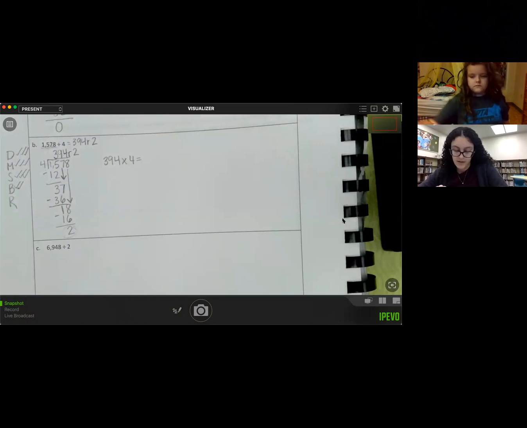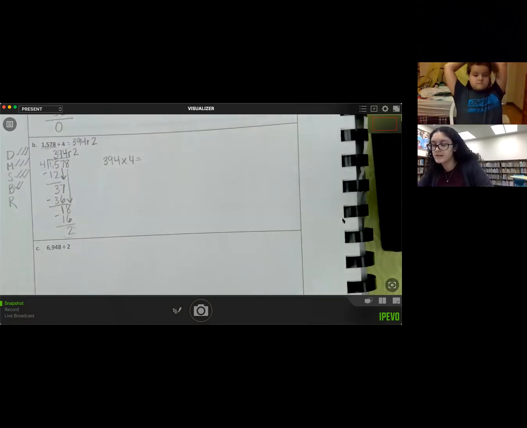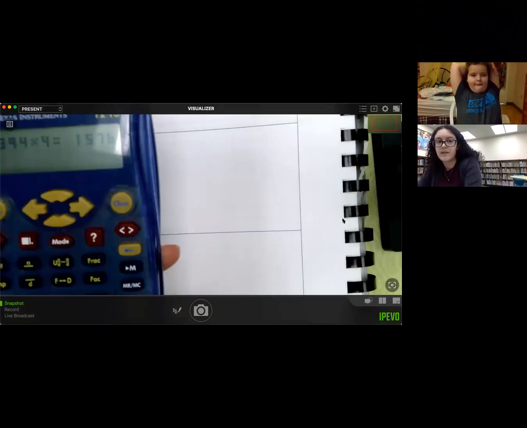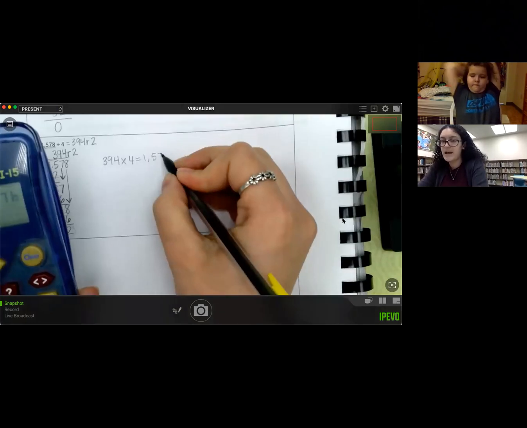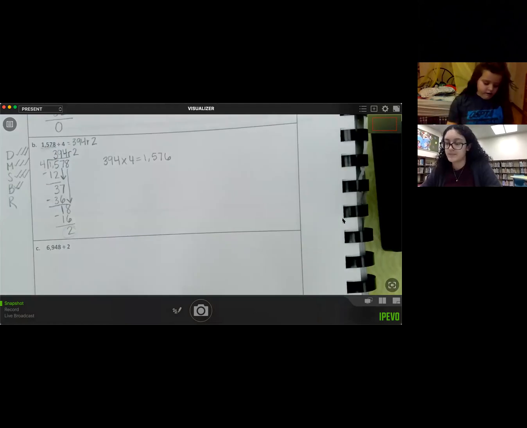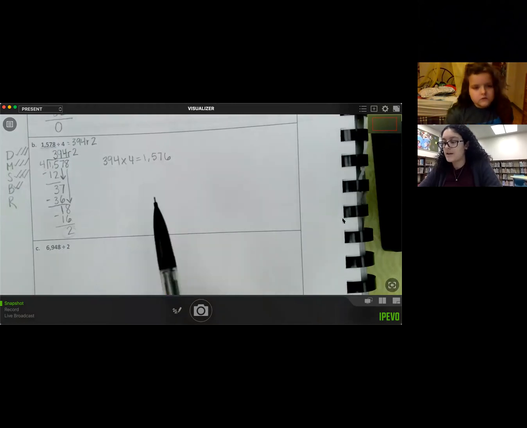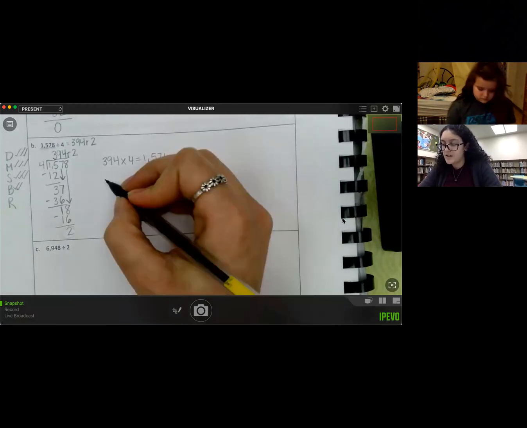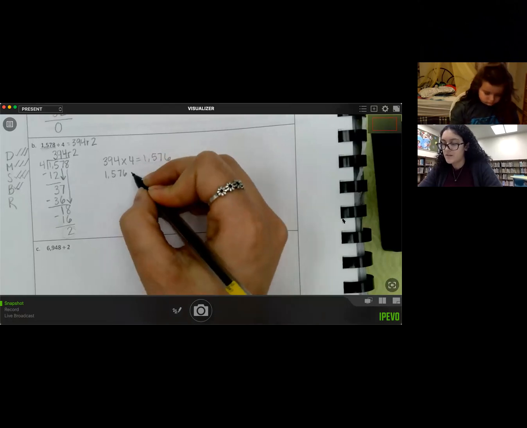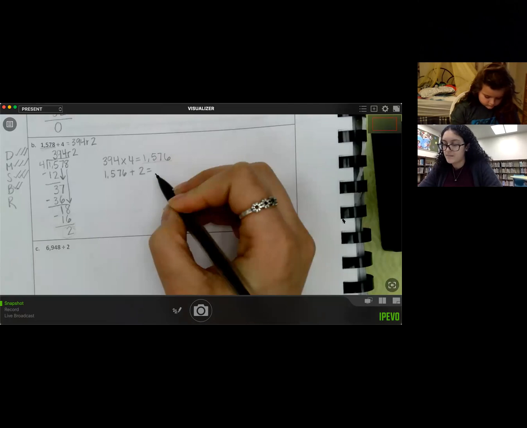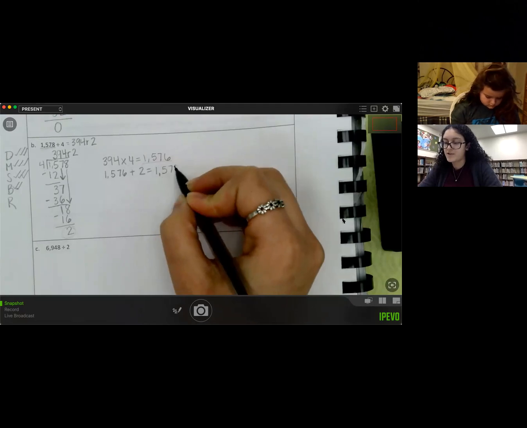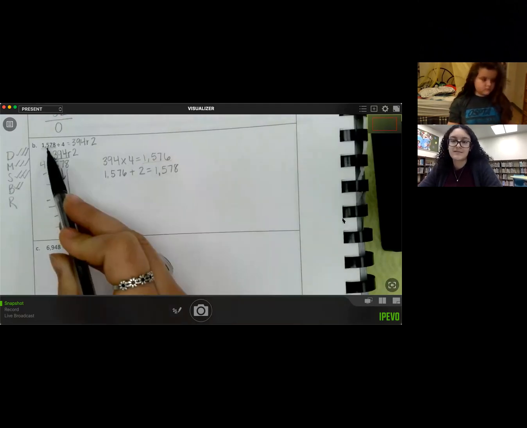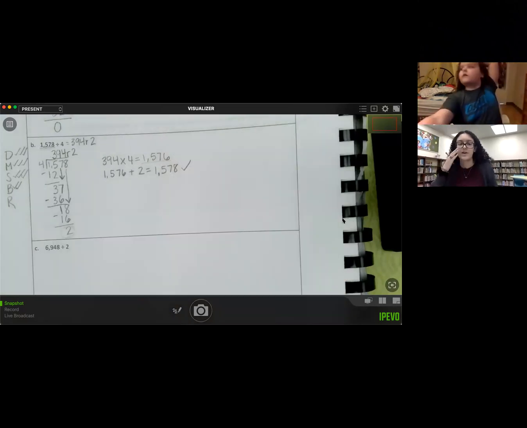I'm going to use my calculator. 394 times 4. I got 1,576. I'm going to write that down. Now, Zoe, what am I going to do with my remainder? You're going to add that to the 6. Right, I'm going to add it to my 1,576. And then that would make our answer 1,578. Right, and does that match our dividend, Zoe? Yes. So that means we did our division correctly.